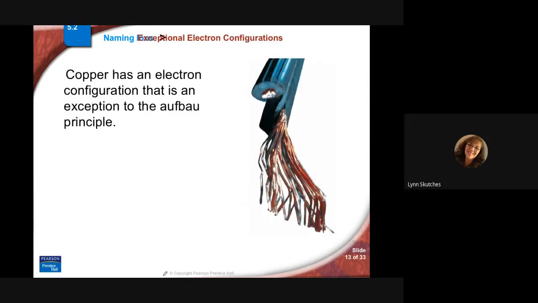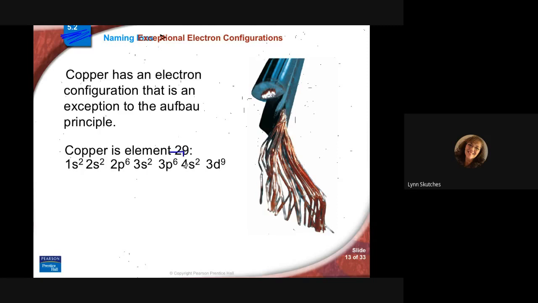We've talked about this before. This is actually from chapter 5. So I'm bringing this back again. I've had it in a couple of slideshows and I haven't talked about it, but this is the time. So copper is element 29. You know that up to here is the noble gas configuration, it has 2 in the 4s and the 3d has 9. So the S is full.